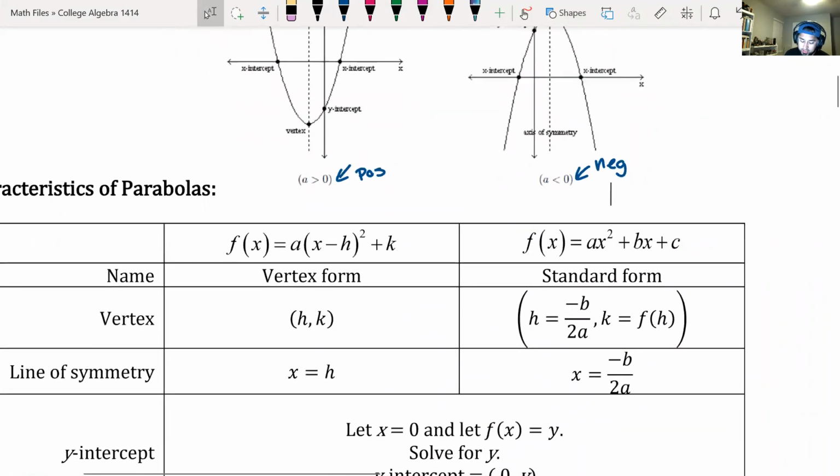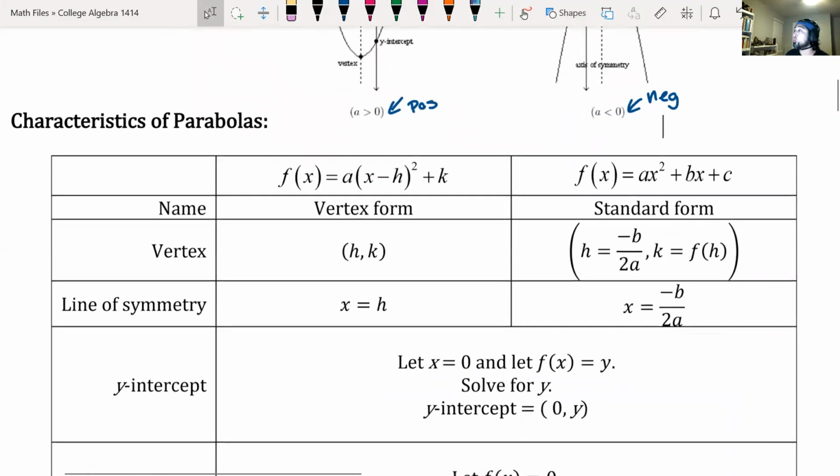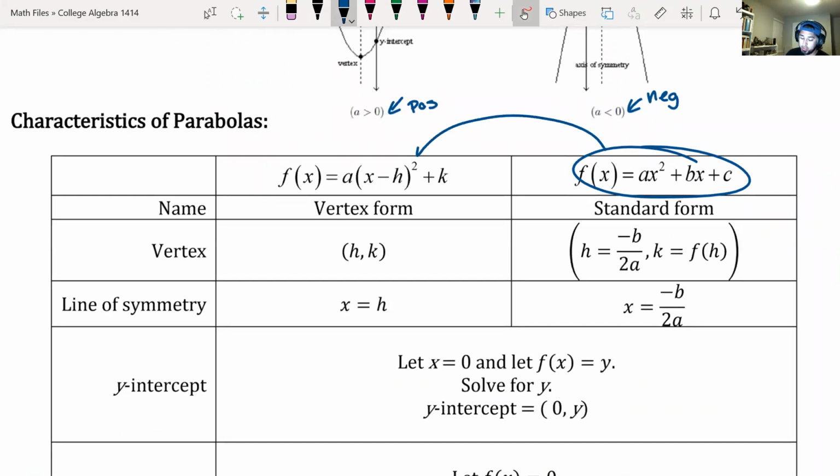And now today, in order to graph these parabolas, we're going to be taking the standard form. So we will be given the standard form, and by using the completing the square method, we will put it into vertex form. And once you put the standard form into vertex form, then you're going to be able to see the vertex (h, k) given here, h and k.